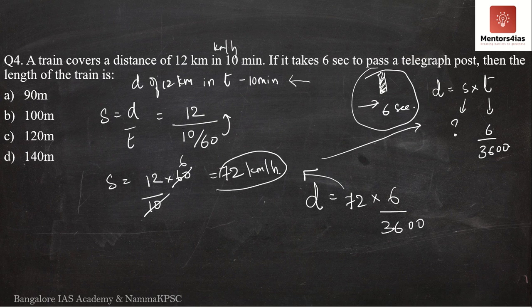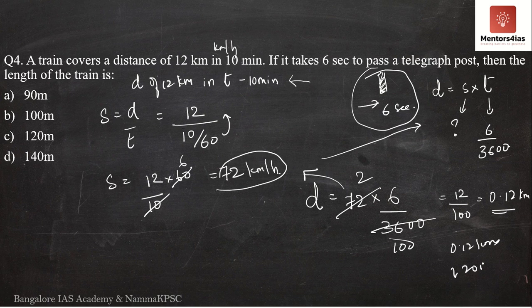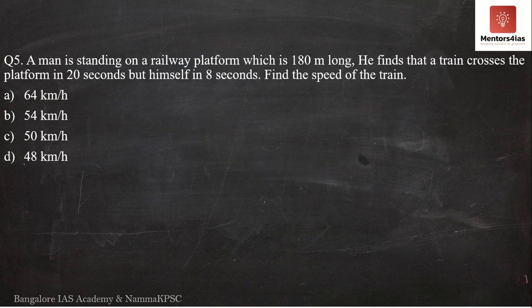We already know 36 twos are 72, and 6 twos are 12. So 12 divided by 100 is nothing but 0.12 kilometers. So the length of the train is 0.12 kilometers, which is nothing but 120 meters. Therefore, the correct answer is 120 meters, or option C. Now let us move on to the fifth question.